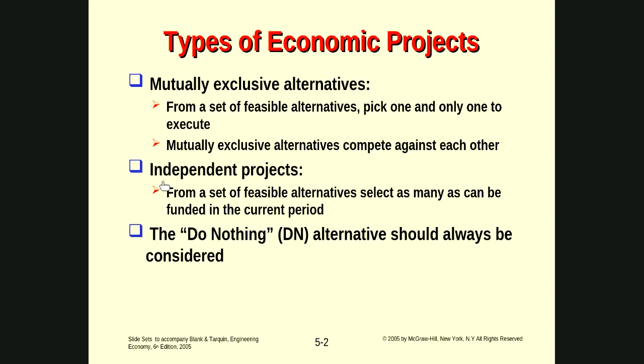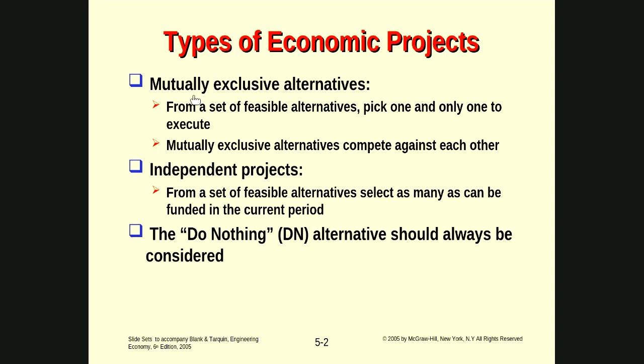But the independent project means they are not related to each other and the company can afford to have them all be done at the same time, simultaneously. Okay, do nothing. You don't have budget. You don't have a solution for a problem, then you do nothing. So the three types of project based on the economical perspective, we have the first one, mutually exclusive.